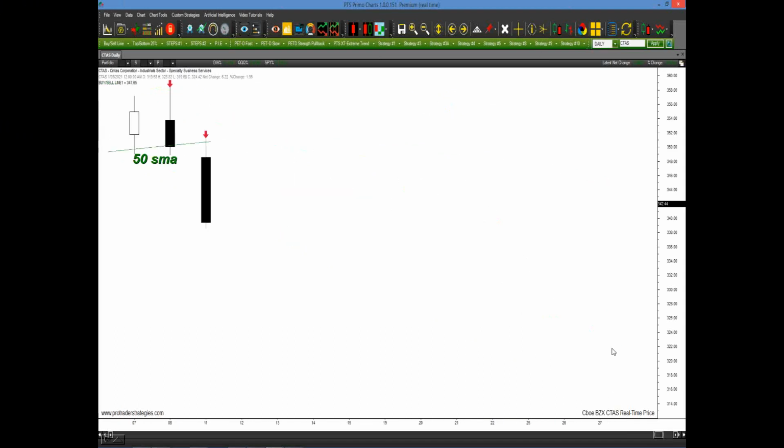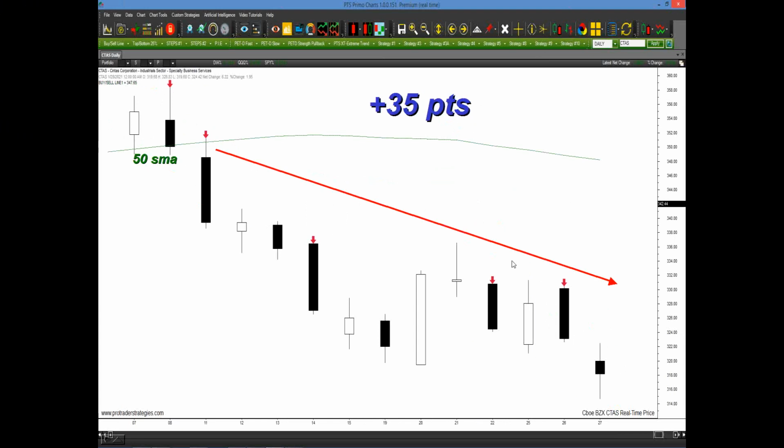Here's an older chart of CTAS, Cintas Corporation. Once again, a little bit more aggressive. We have 2 closes here, but they both have red arrows above, signifying that they closed in the bottom 25%. 35 points in the next 2 weeks. You see how the market is telling me? I've never mentioned what the earnings were or what some news that came out or what happened with the market. It doesn't matter. I stopped looking at that 4 decades ago. Now, you've heard me say that a million times, but now do you realize why I don't care about news? Because the market is telling you what it wants to do.